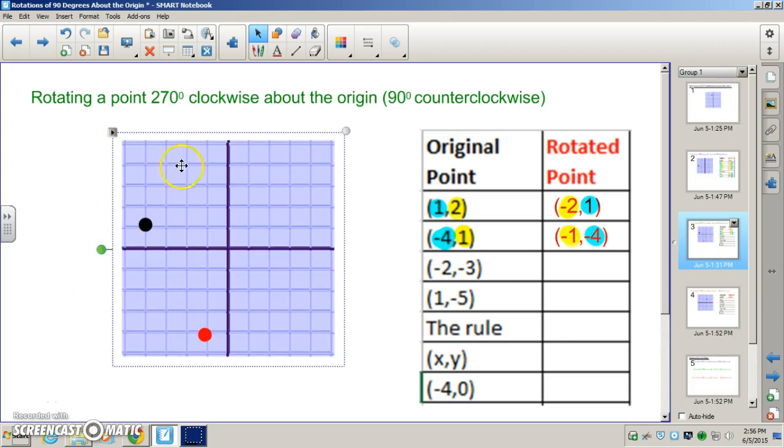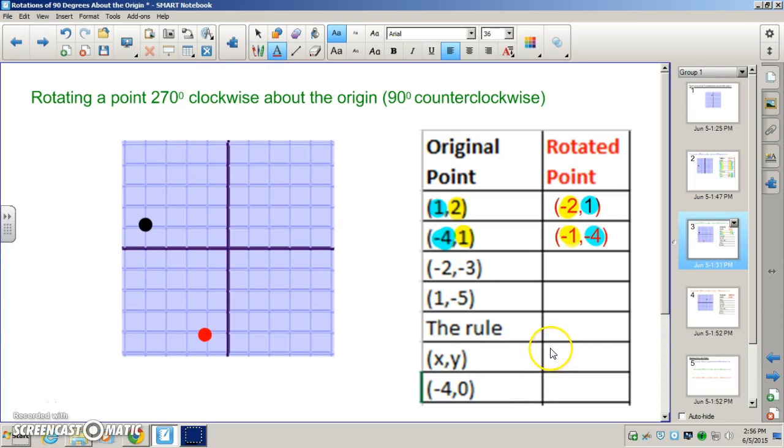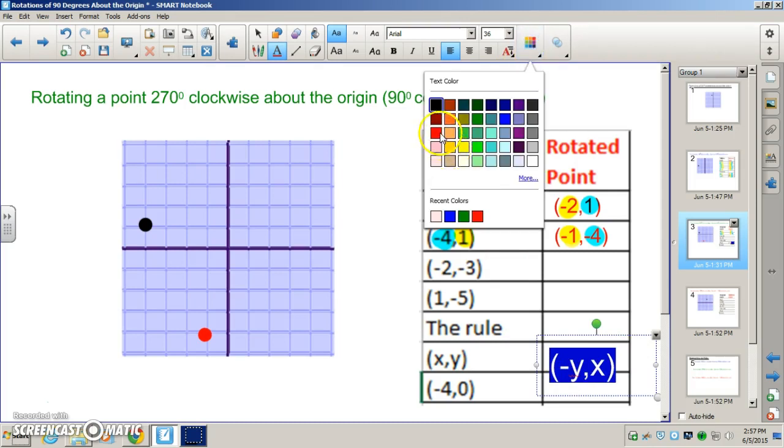So if I could go straight to the rule, I would try to write it this way. The order switches, y, x. Now the debate is which one receives the negative? Which one changed? Was it the front or the back that changed? And in this case, the yellows were the ones changing, so it goes to -y, x. So I'm going to highlight that.